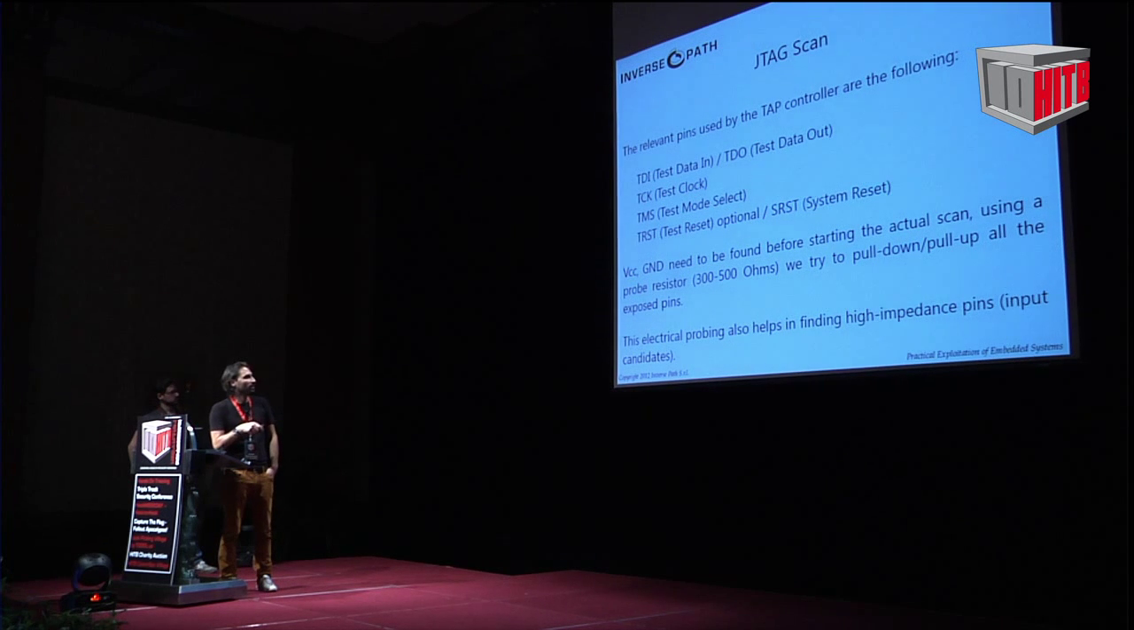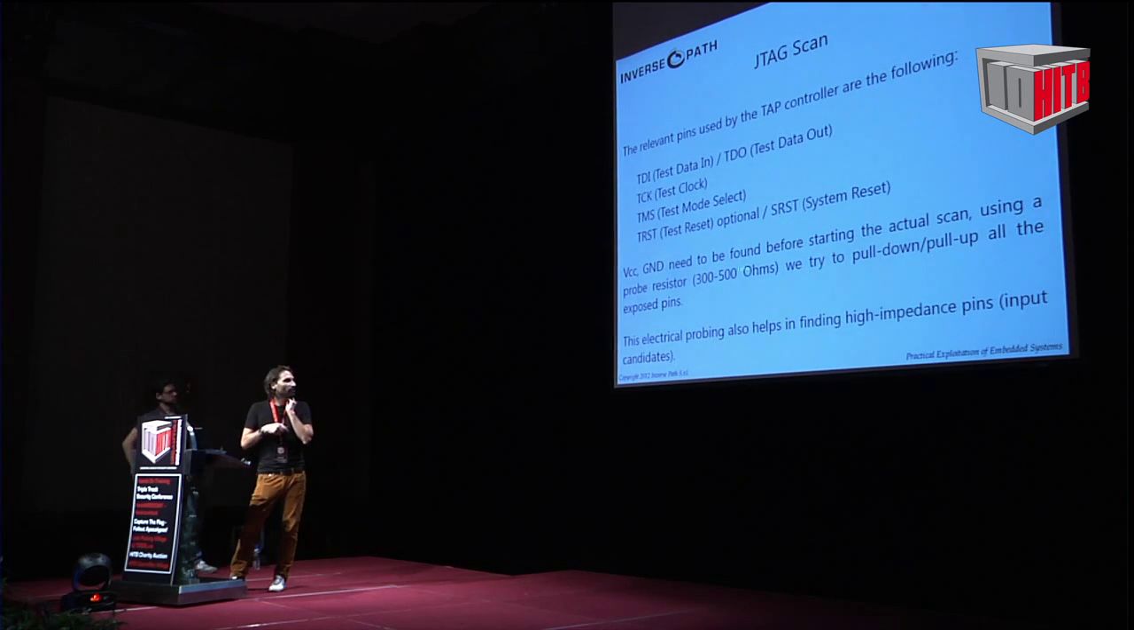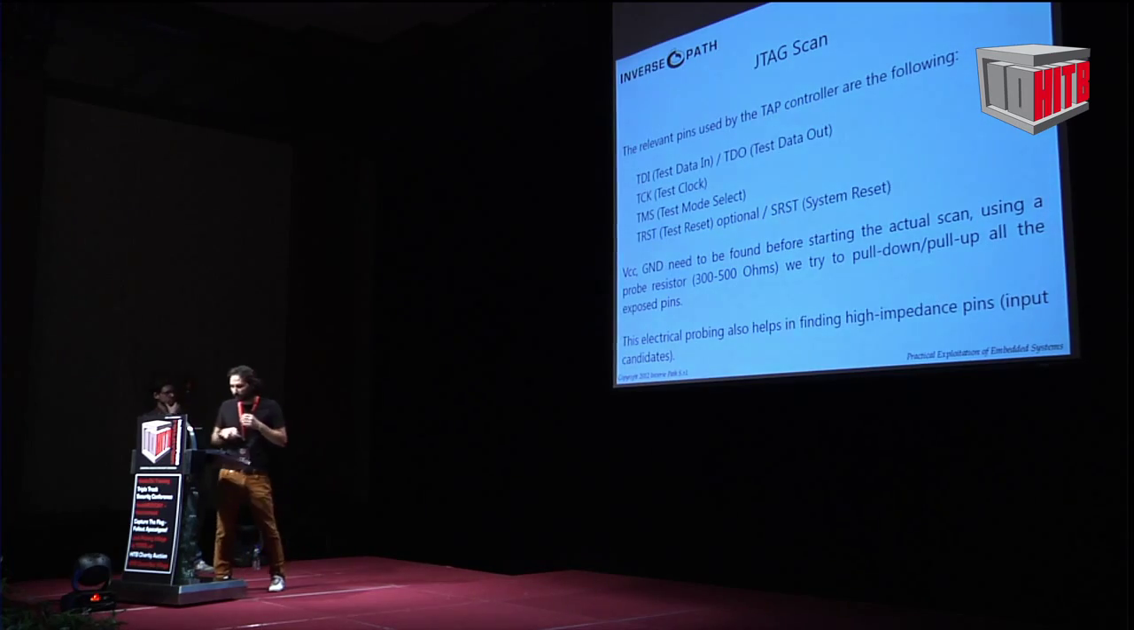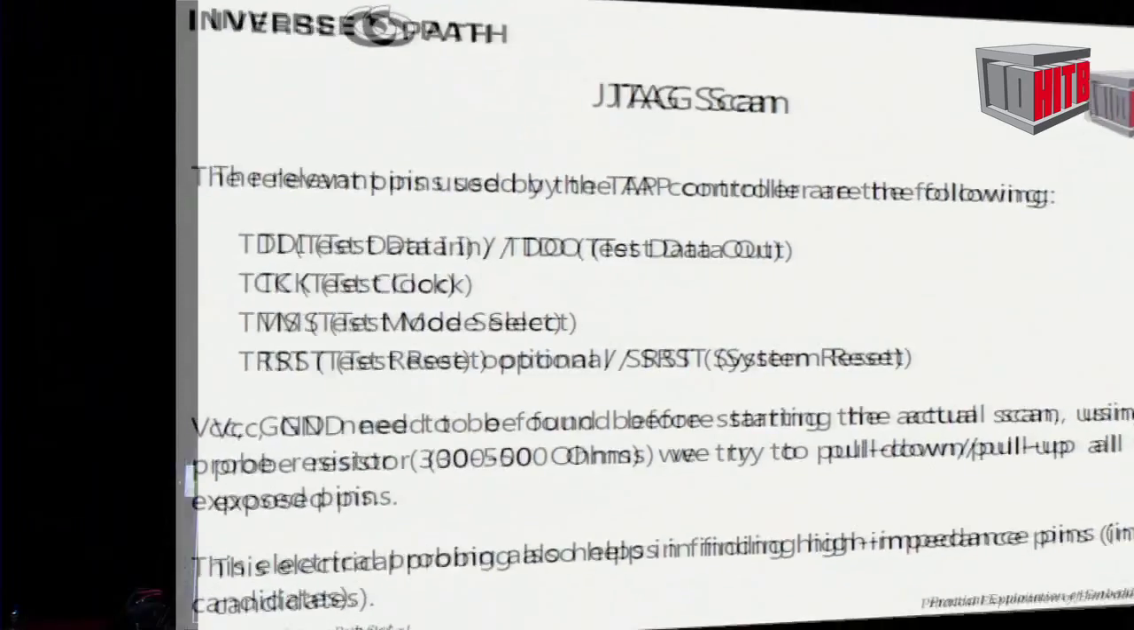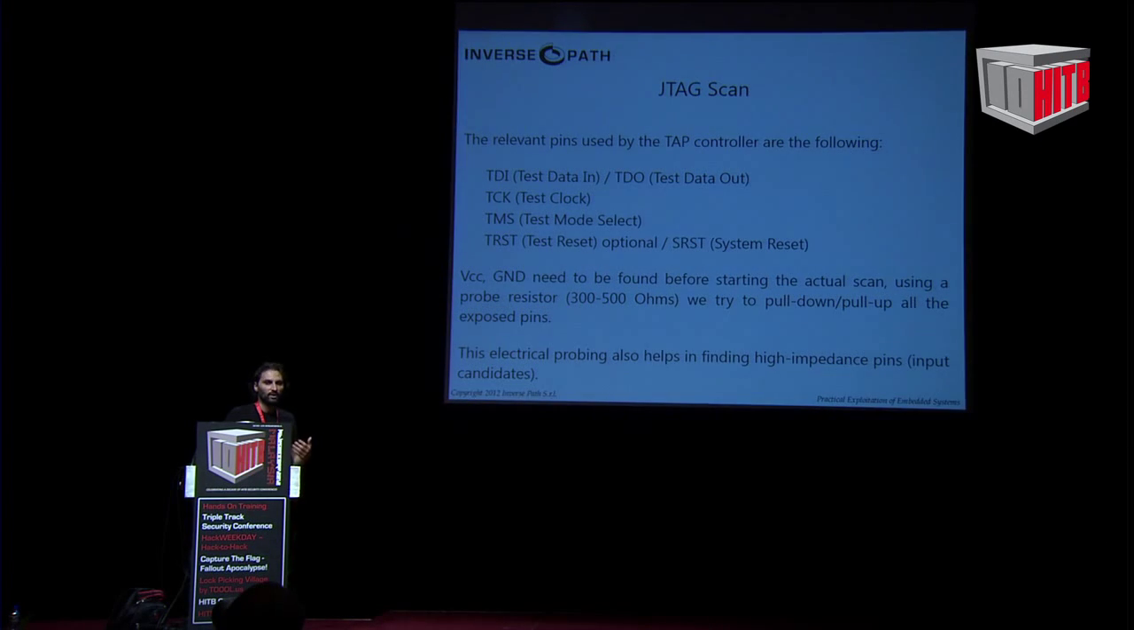And to find the VCC, we can use this technique. It's fairly easy and it works. We can just use a probe resistor, something around, I don't know, a few hundred ohms. It really depends on the voltage of the JTAG interface you are working with. If the interface is working with 5 volts, it will be safe to use a 500 ohm resistor, because the idea behind this is that we want to keep the current at something like 10 milliamperes. And if you are working with an interface working with 3 volts, you can just use a 300 ohm resistor.